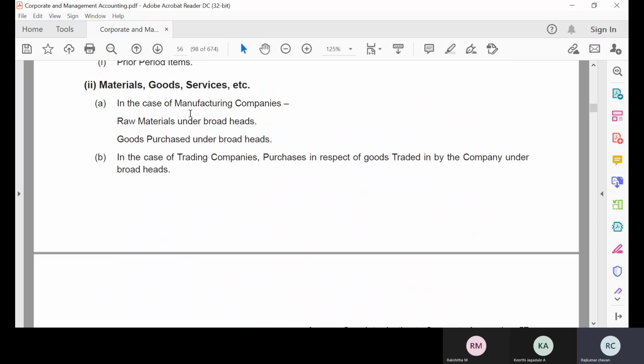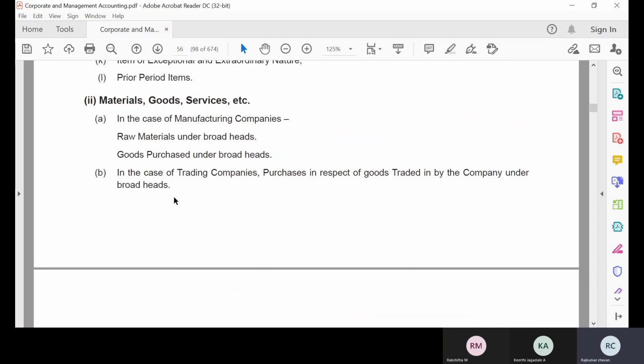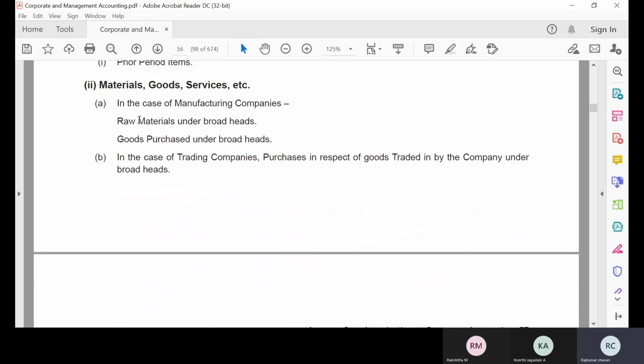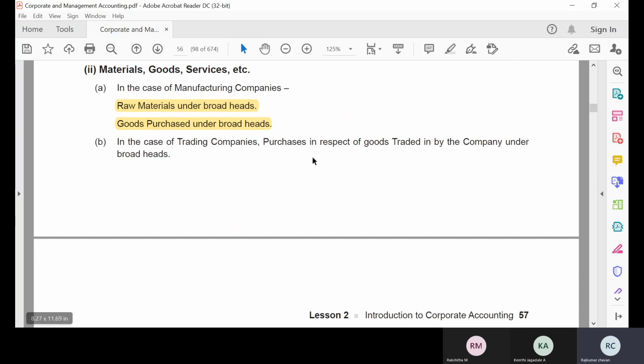Next, material goods or services. So now what is material goods and services for the company? In case of a manufacturing company, raw materials are under broad heads. For them, raw material is very important. That is again the cost of material. Then goods purchased are also considered under broad heads.